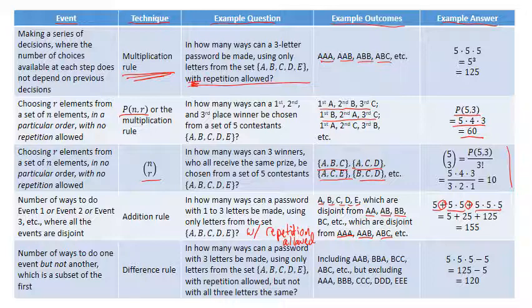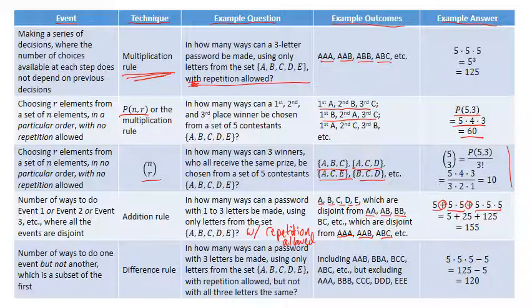Okay, and then the last type of counting technique we learned was the difference rule. So the type of event this works for is the number of ways to do one event, but not another event. And that other event has to be a subset of the first event. So you use the difference rule there.